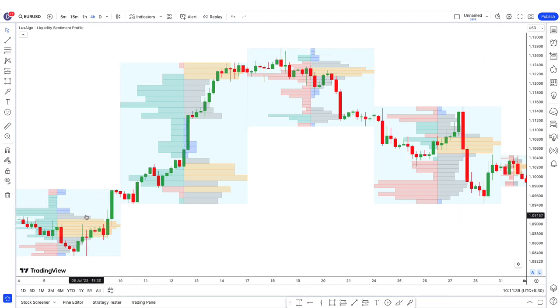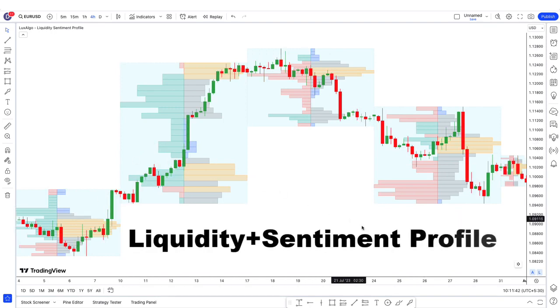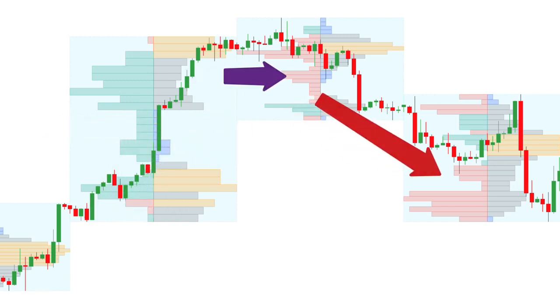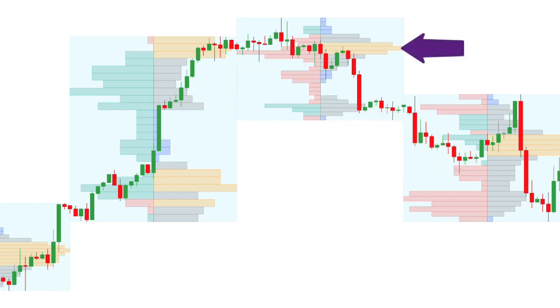As the name indicates, this indicator is a combination of liquidity and a sentiment profile. The left part shows the market sentiment at different price levels, and the right part shows liquidity, the distribution of the traded activity at different price levels. They are shown with different colors, and each color has a meaning and tells us something about the market. For the left part, the sentiment profile, when it's green, it shows bullish sentiment, and when it's red, it shows bearish sentiment. And for the right part, which is the liquidity profile, when it's orange, it shows a high amount of traded activity, when it's gray, it shows average traded activity, and when it's blue, it shows low traded activity.